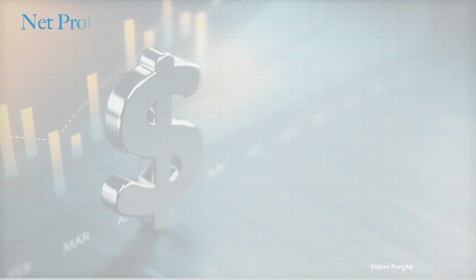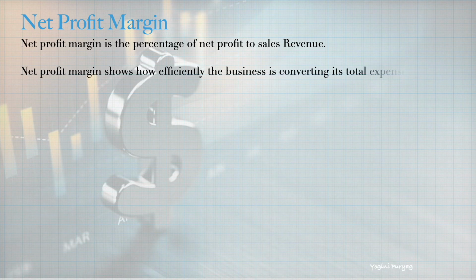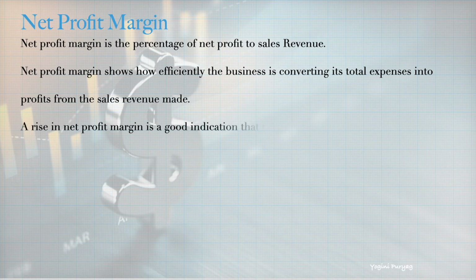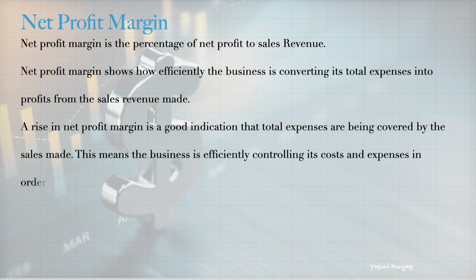Net profit margin. Net profit margin is the percentage of net profit to sales revenue. Net profit margin shows how efficiently the business is converting its total expenses into profits from the sales revenue made. A rise in net profit margin is a good indication that total expenses are being covered by the sales made. This means the business is efficiently controlling its costs and expenses in order to make sales revenue.